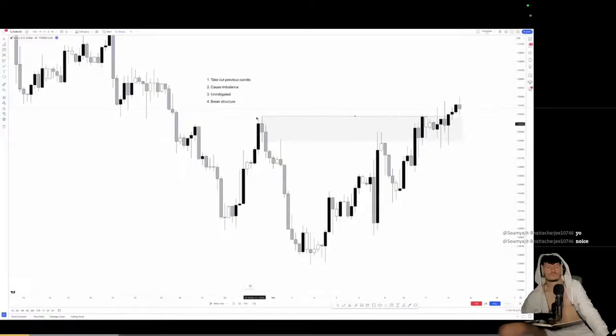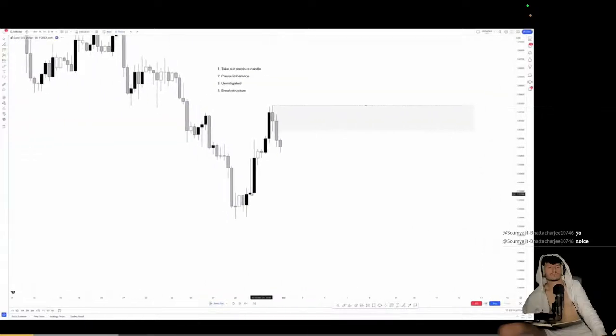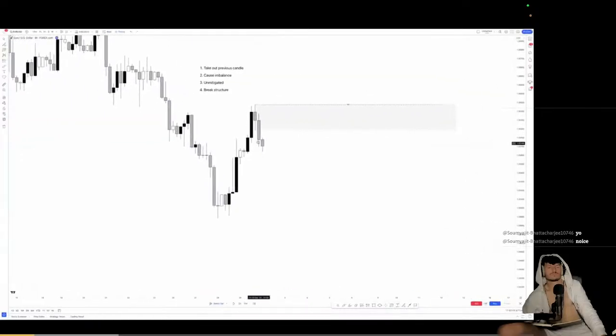Alright, then I go through the checklist again. Did this candle take out the previous candlestick high? Yes, it did. Right? Did it cause imbalance? Yes, it did. There was imbalance right there. Is it unmitigated? Yes, it is. Right? Because at this point of time, when it was being created, it is still unmitigated. And then did it cause a break of structure? No, it did not. Not yet, right?